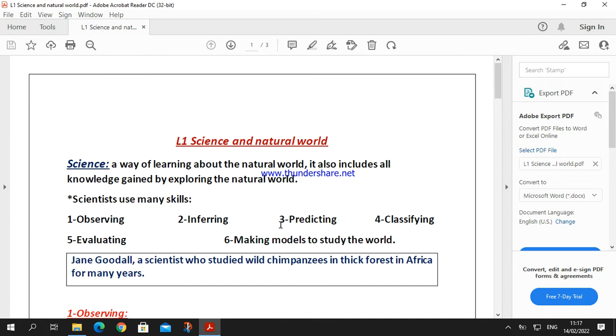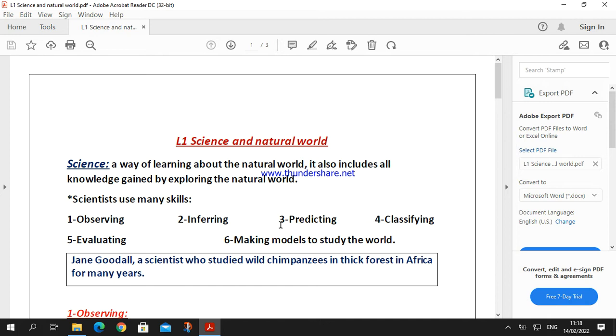Predicting means expecting what will happen based on past experience. Classifying is making a group or sorting different things found in nature around us, found in the natural world around us, into groups to facilitate their study, like classification of elements found in the earth's crust into metals, non-metals, noble gases, and semi-metals. This classification is used to facilitate and ease the study of elements and knowing the different properties between different elements.